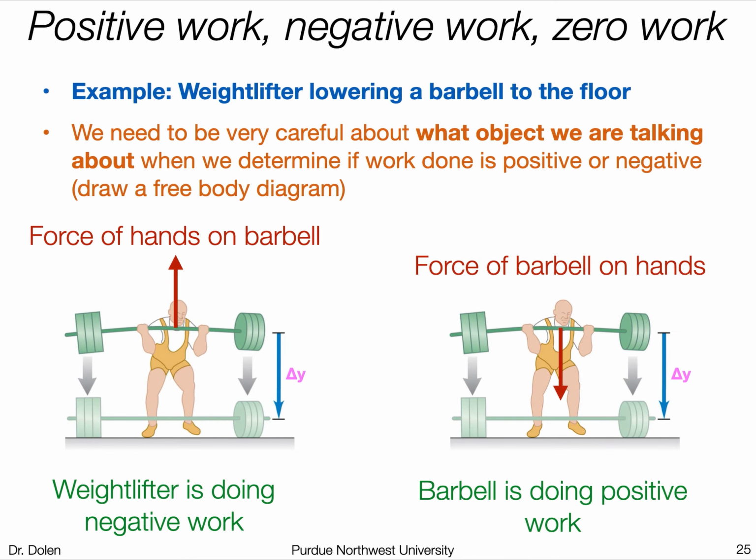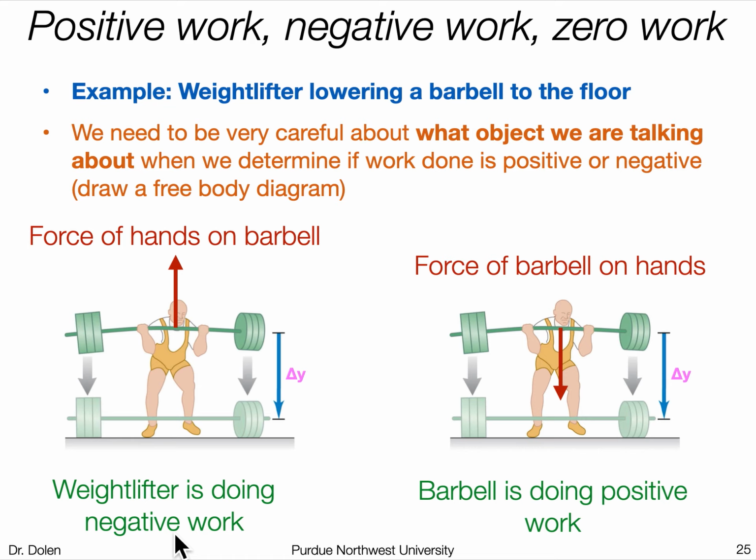I'm not drawing a full free body diagram here, but let's just quickly look at the objects involved. Let's talk about if we're considering the force of the hands on the barbell. The hands are pushing up on the barbell even though he's lowering it to the ground, right? He's still stopping it from falling. He's still pushing up on the barbell. So we have a force in the plus y direction, but displacement, which is negative, so that's negative work. The weightlifter is doing negative work. His force is anti-aligned with the displacement. Okay, he's doing negative work.